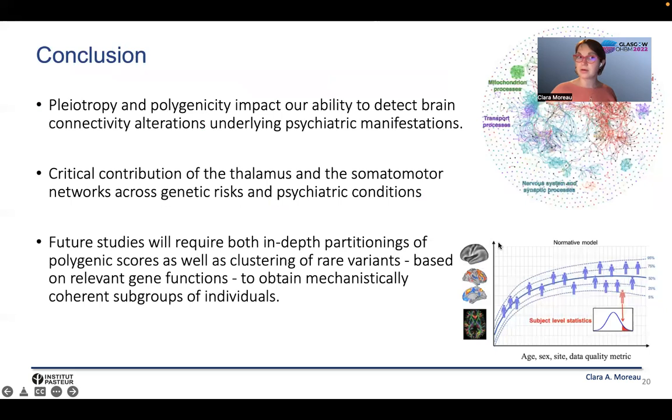So to conclude, we showed that pleiotropy and polygeny drastically impact our ability to detect clear biomarker signatures of psychiatric manifestation. We also saw that despite this heterogeneity, we were able to identify a critical and recurrent contribution of the thalamus and of the somatomotor network across genetic risks and psychiatric conditions. We suggest that future studies need to both partition polygenic risk scores and cluster rare variants based on gene function, for example their application at the synaptic level, to obtain mechanistically coherent subgroups of individuals.